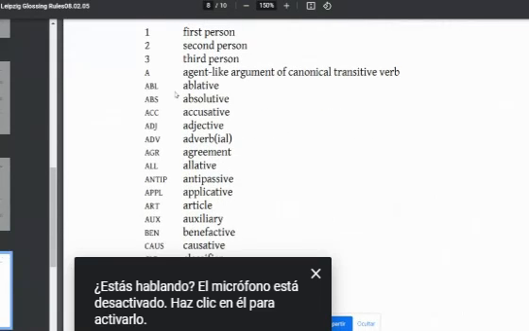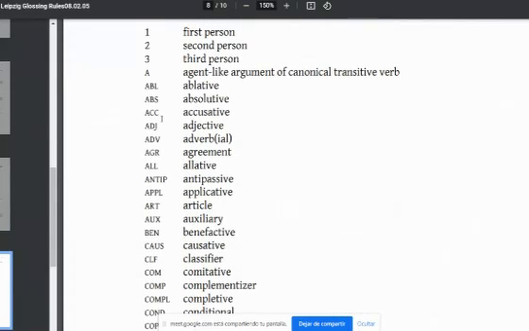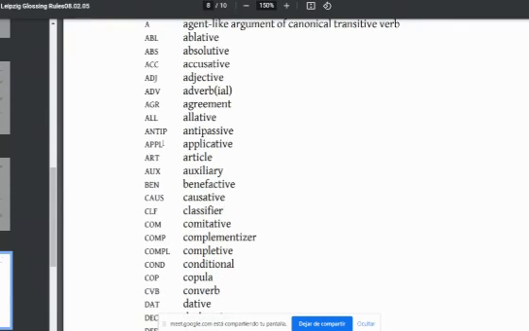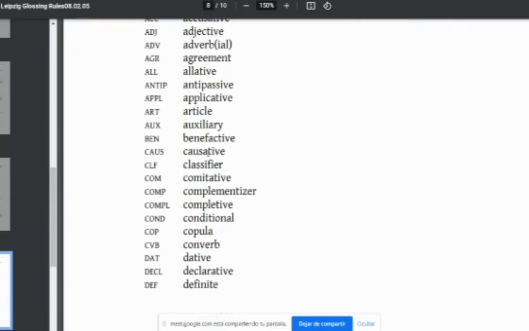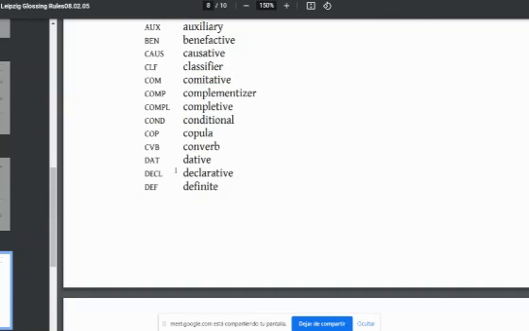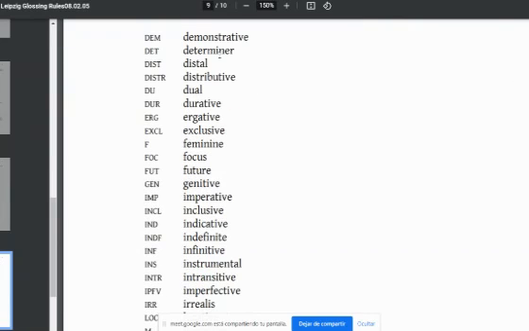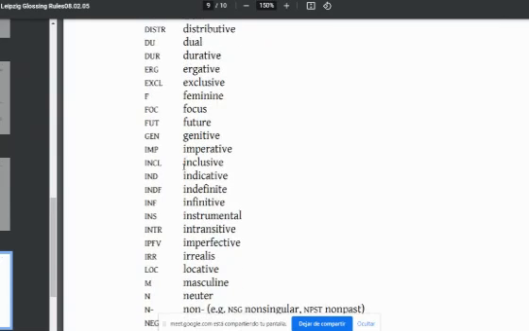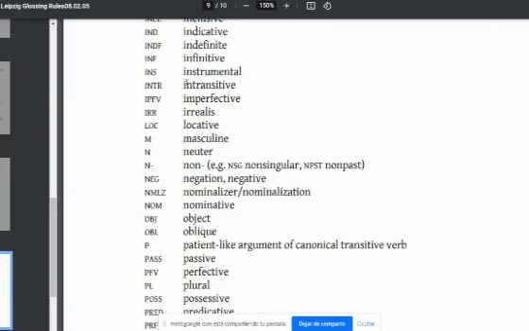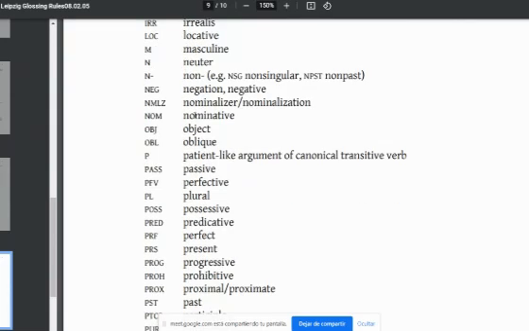What are the abbreviations? Ablative, absolutive, accusative, adjective, adverbial, agreement, antipassive, applicative, and so on. And then you have here dative, declarative, all the abbreviations, demonstrative, genitive, imperative. And this is to help you to describe.